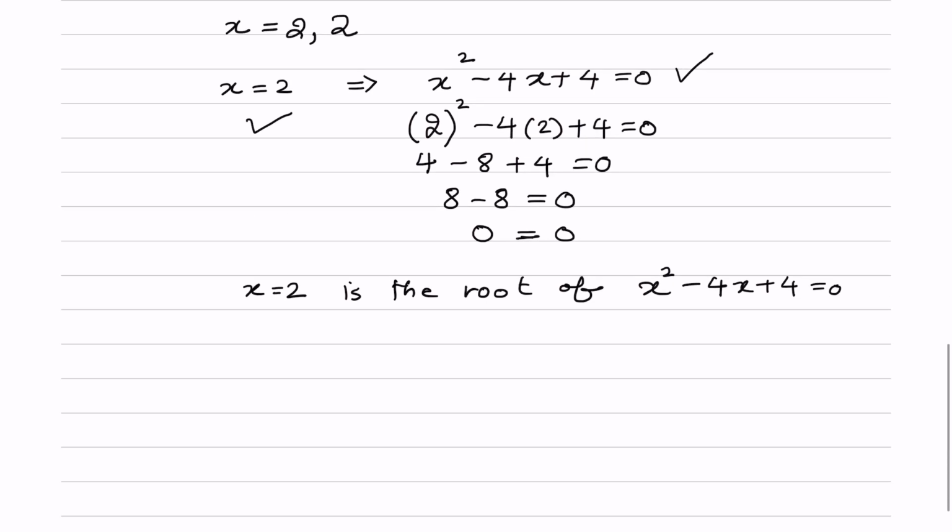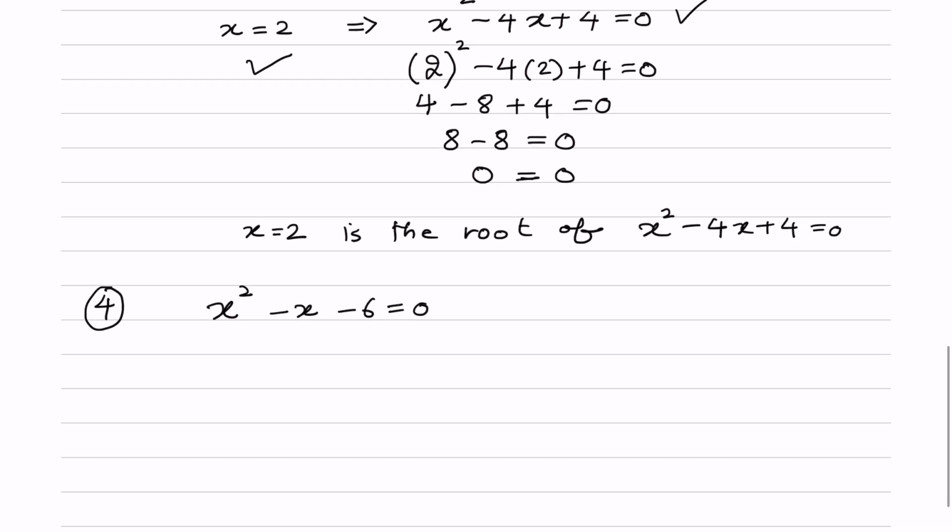Now let's try another example. This time again we have a quadratic equation x square minus x minus 6 equal to 0, and we have to find its roots. And how many roots shall this equation have? Since it's a degree 2 equation, or the maximum power of the variable x in this equation is 2, here we have 2 roots or 2 solutions.